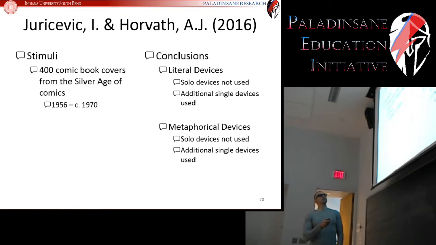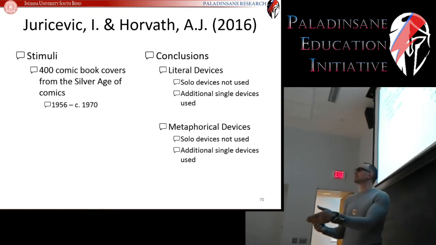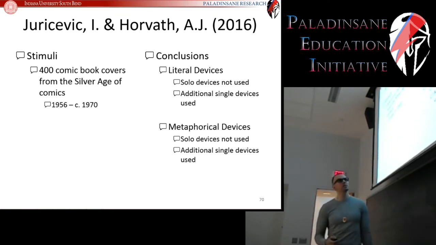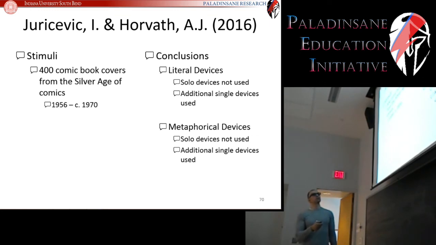For literal devices, if you add a single device to your picture, that improves your picture. So if you have no devices, but you add one device, that makes it better. If you got one device, but you add two devices, that makes it better. If you got two devices, but add three devices, that makes your picture better. So additional single devices are used. And for metaphorical devices, also additional single devices are used. Because remember that combination of two literal and one metaphorical, those kind of pictures were used. So far, our minds are processing literal devices and metaphorical devices the same.